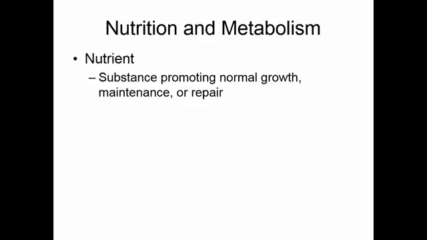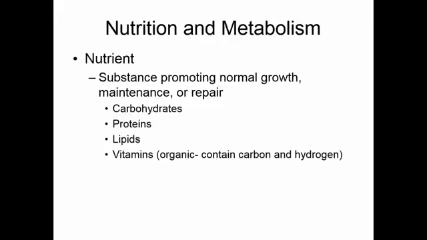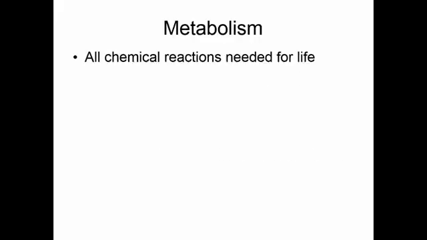A nutrient is a substance that promotes normal growth, maintenance of the body, or repair of the body. Carbohydrates, proteins, lipids, vitamins, minerals, and water are all considered nutrients. Vitamins are organic materials, that means they contain both carbon and hydrogen, and minerals are inorganic things like sodium or chloride or magnesium. Metabolism is simply all of the chemical reactions needed for life.